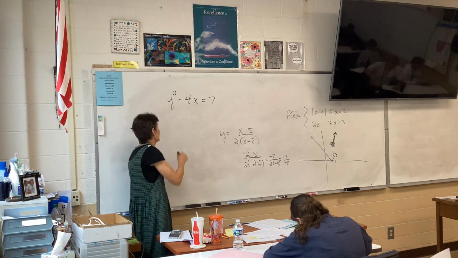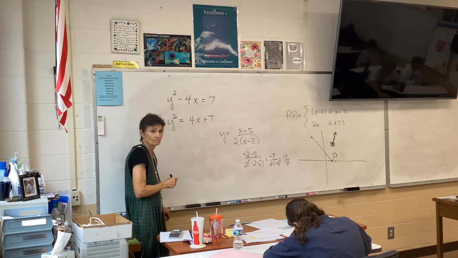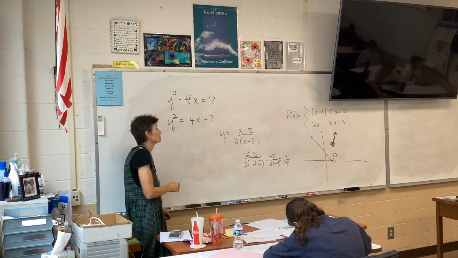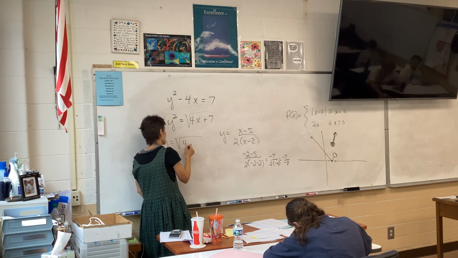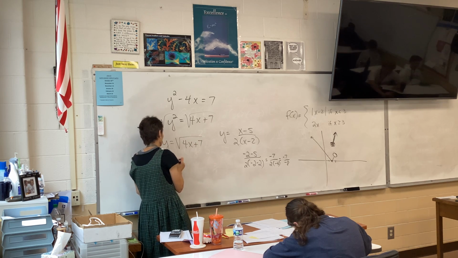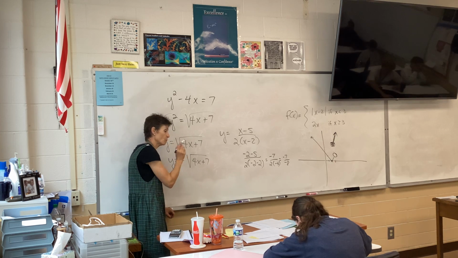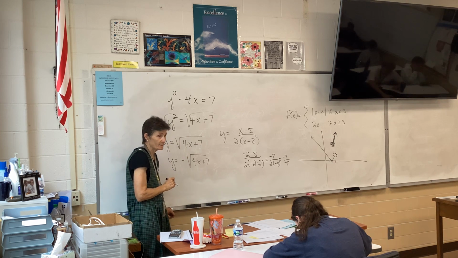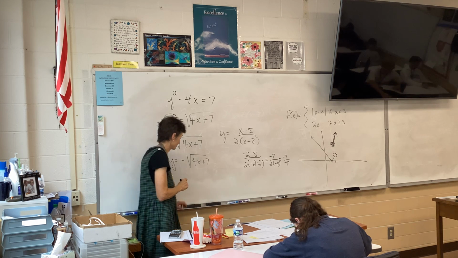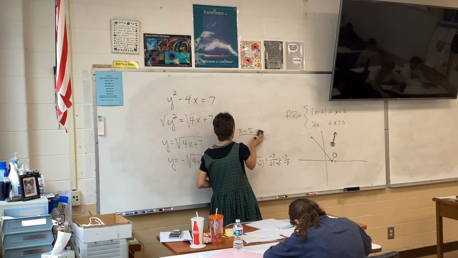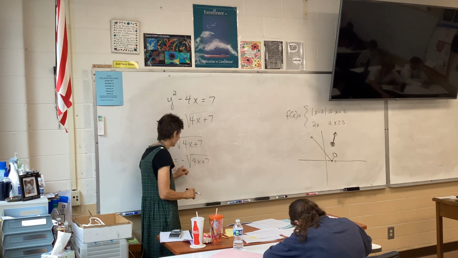Move the 4x to the other side. So y squared equals 4x plus 7. Square root both sides. And then no matter what happens, we just leave it alone. That one you probably wouldn't do anything with anyway, but no matter what, you just leave it alone, right? Thank you. And then there will be 2 answer blanks, one will be the positive root, one will be the negative root.